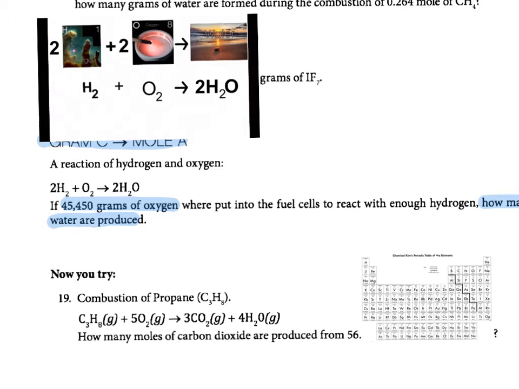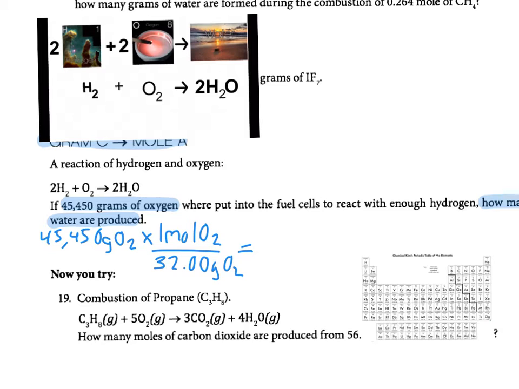So I would take first my given 45450 grams of O2. Using the molar mass of O2, I'm going to divide 45450 divided by the 32. But the problem can be set up like this. And this is just doing a simple gram to mole calculation. And I get an answer of 1420. I'll put a decimal point to keep significant figures, moles of O2.